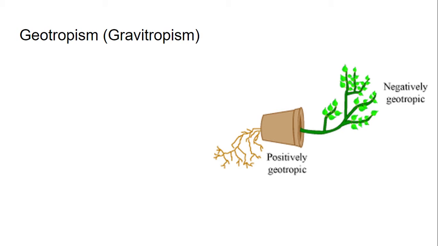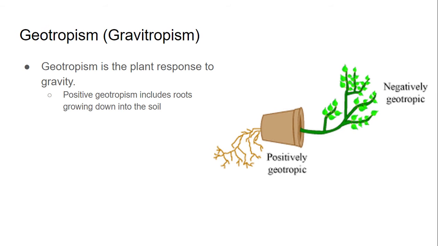So the first tropism we're going to look at is called geotropism, or sometimes called gravitropism. So this is the plant's response to gravity. And there's two different ways. You can actually be positive or negative for geotropism. So positive geotropism is going to include the roots. So roots always are going to grow downwards.